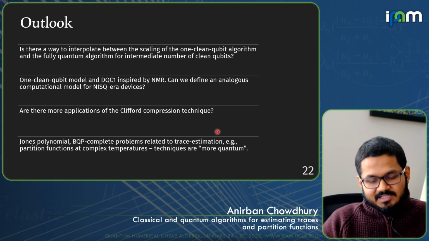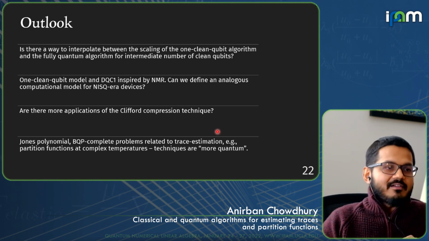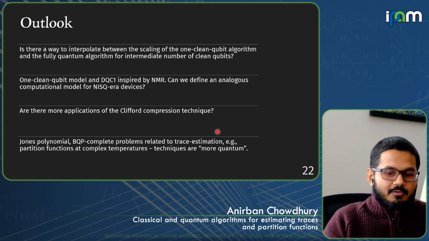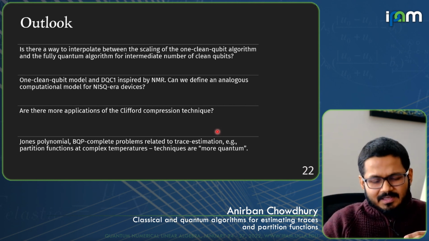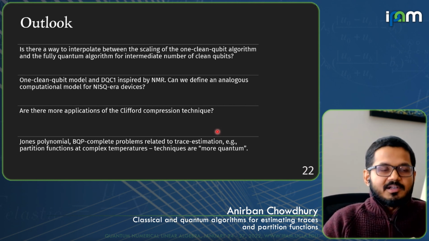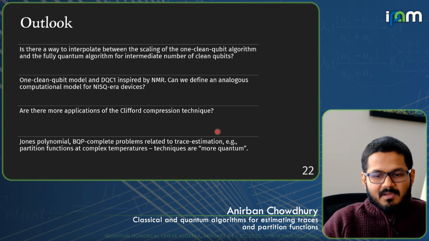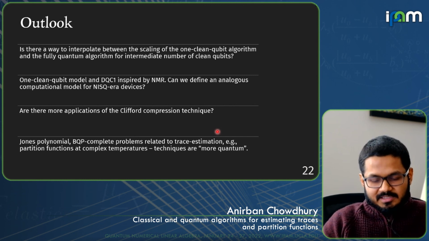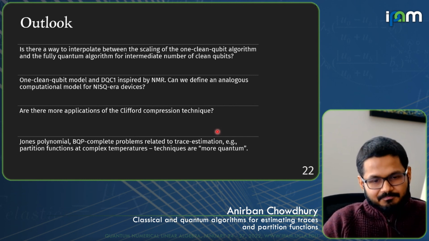The other thing is, this DQC1 model was inspired by NMR, but this is maybe not very practical for the NISQ era, where you don't have a bunch of noisy qubits to start with. What happens is your qubits decohere over time and become noisy. So can one define an analogous model for NISQ-era devices and think of some complexity class? Maybe people could think about shallow quantum circuits. Maybe there's been work already done. If you know some, I'd be happy to learn about it.